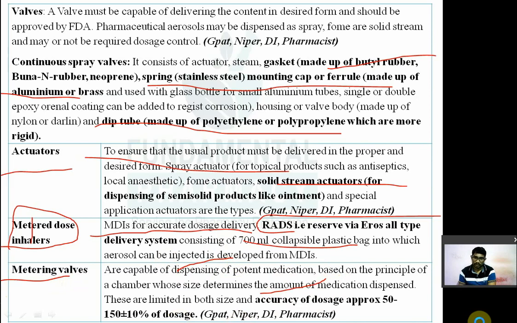इसके ऊपर भी क्वेश्चन आ चुका है. I think GPAT 2021 में क्वेश्चन आता है. Accuracy of metering valve. Metered dose valve का accuracy. So accuracy of dosage is approximately 150 mg plus minus 10%. क्या होना चाहिए इसका? Accuracy कितना होना चाहिए metering valve का? इसके ऊपर GPAT 2021 में क्वेश्चन आया. What is the accuracy of metered dose valve or metered dose inhaler? So that is 50 to 150 milligram plus minus 10%.